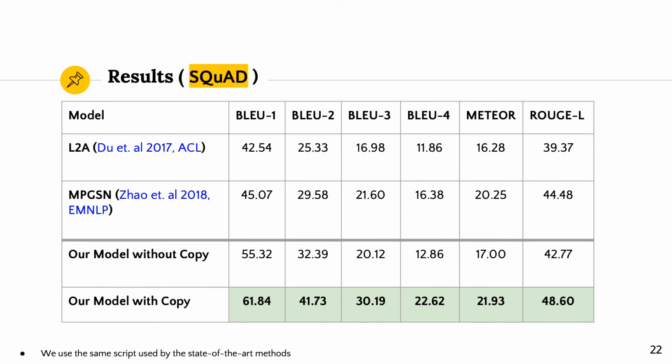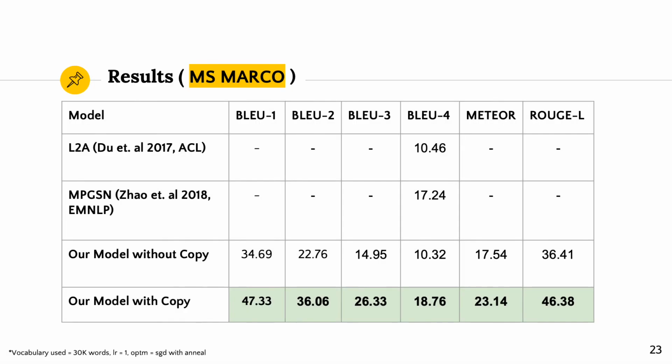So this is our result. Here we can clearly see that our copy mechanism really helps and improves the result from 16.38 to 22.62, and we consistently outperform the previous technique. And this is the result on the MS MARCO dataset. Here also we see that we get 1% BLEU-4 improvement when compared to the previous system.